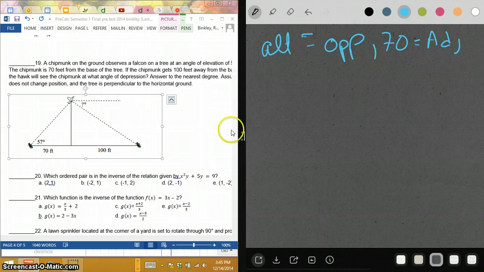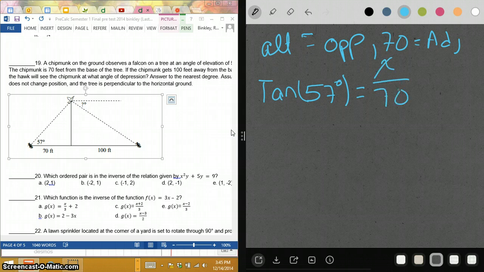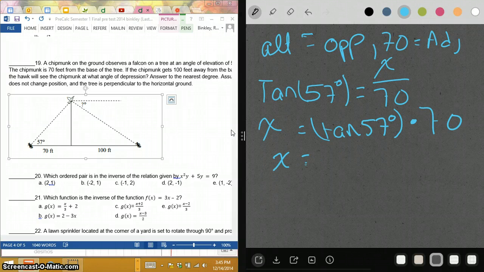So obviously the trig function that comes to mind is tangent, right? Make sure your calculator is in degrees, please. The tangent of 57 degrees is equal to the opposite, which let's just call x, over my adjacent, which is 70. So x is equal to the tangent of 57 degrees, which is just a number, put it in your calculator, times 70, and I got, I believe, 107.79. What are we dealing with? Feet. Okay, 107.79 feet.